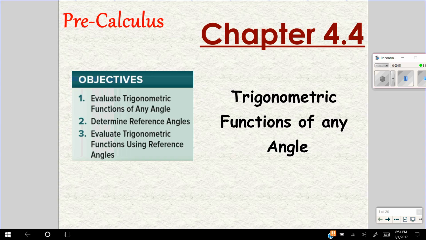So knowing that, across from the 30 is 1/2. Across from the 60-degree angle is the square root of 3 over 2. Across from 45 is square root of 2 over 2. So you need to just have those memorized and know them because we're going to be using those numbers all day and in this entire quarter worth of chapters. Okay? So we're going to go ahead and get started.